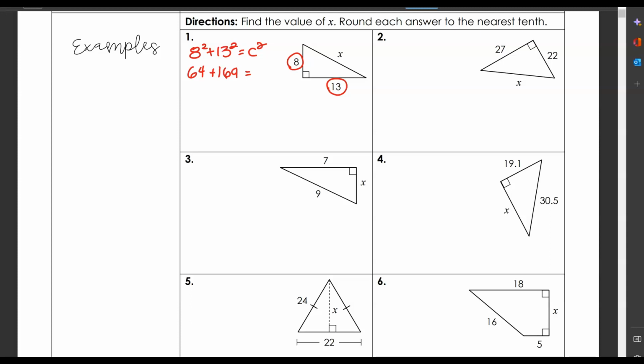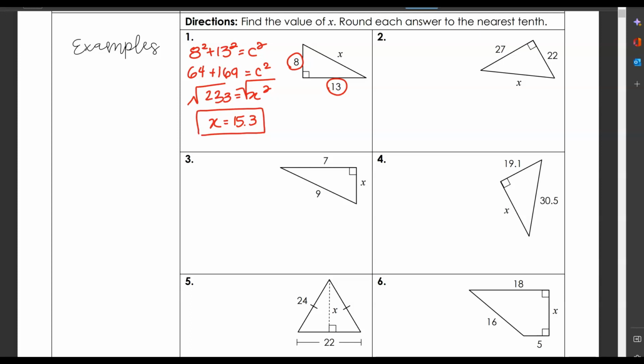Oops, I'm going to change letters. It's going to equal that x squared. So then we end up with 64 plus 169. We get 233. That's going to give us the x squared. And so we're going to go ahead and take the square root of both sides here. And so we end up with x equaling the positive root of 233, which is 15.3. So again, we rounded to the nearest tenth.